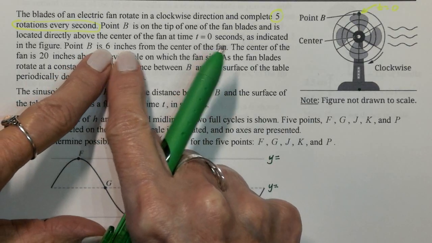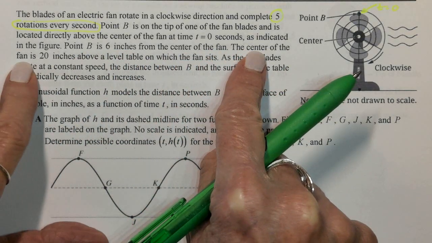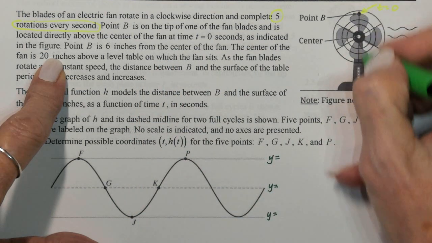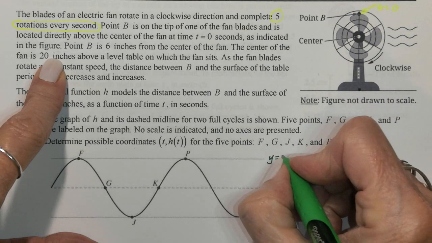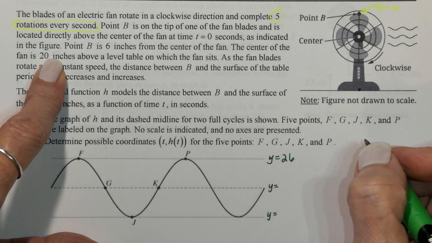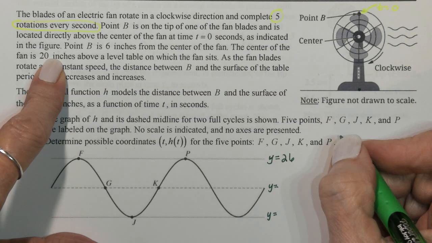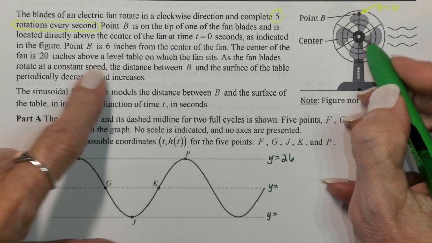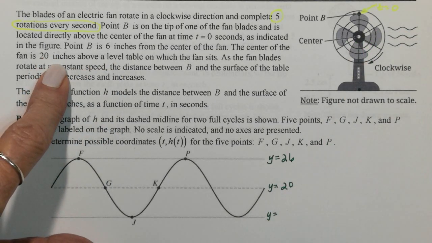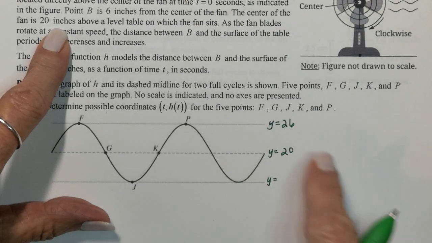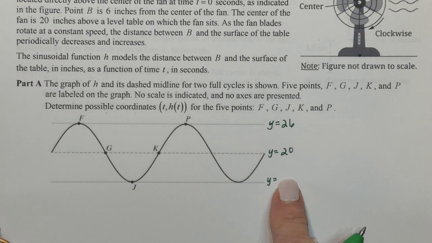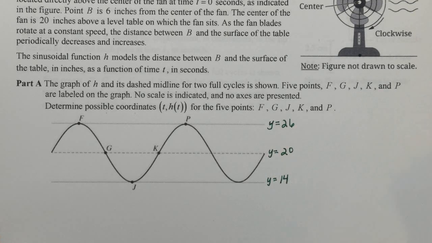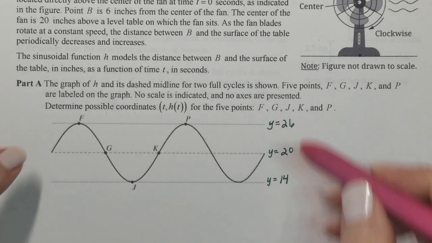Point B is 6 inches from the center of the fan, and the center of the fan is 20 inches above the table. That means the farthest point B could be is 26 inches. Okay? When it's halfway around, it's level with the center, and that is 20 inches above the surface of the table. And then the lowest it could be is 6 inches lower, so 14 inches.